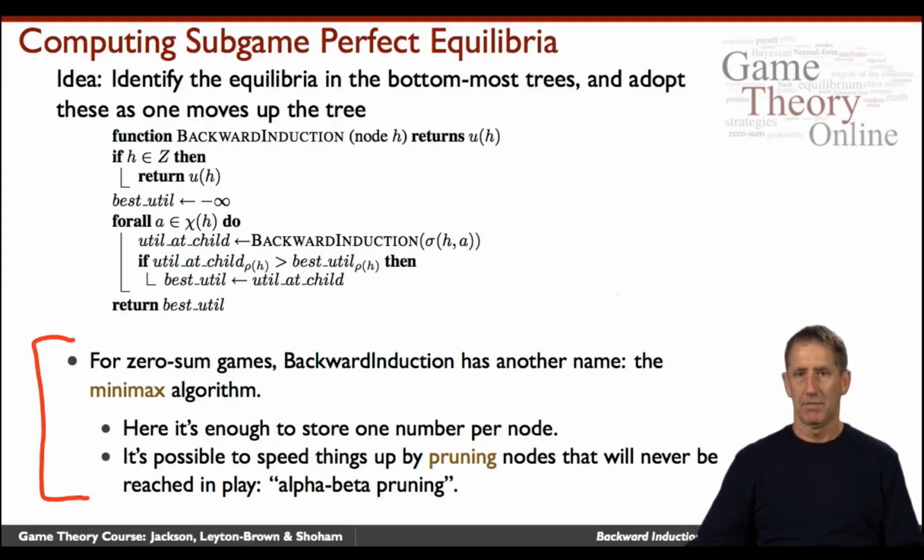And in fact, there's a way to speed up the procedure, and we won't go into it here, but the intuition is that as you're visiting the children of a given node, you may find out that at that point there's no need to explore the remaining children of that node, as we did in the backward induction procedure, because intuitively it won't matter.